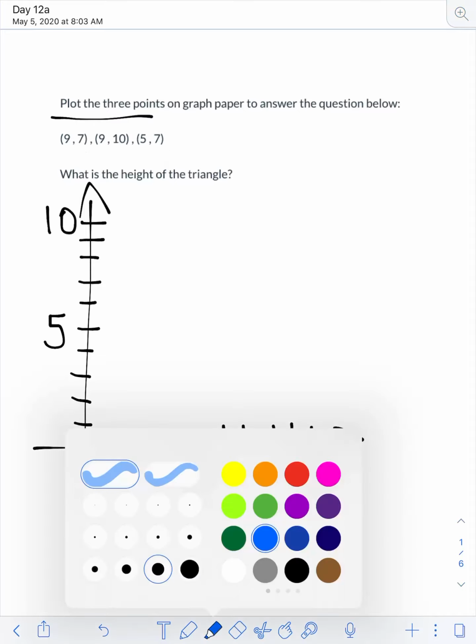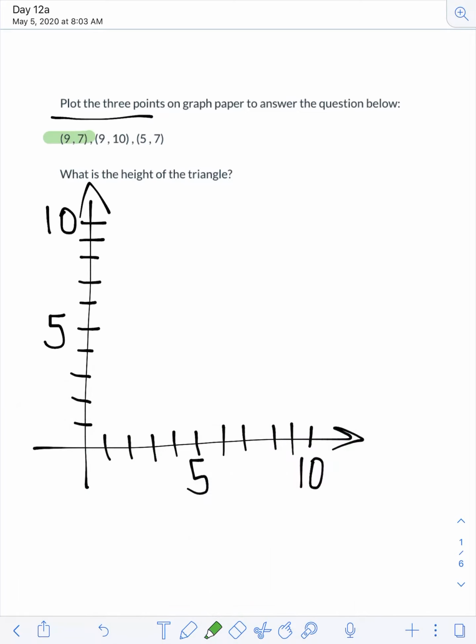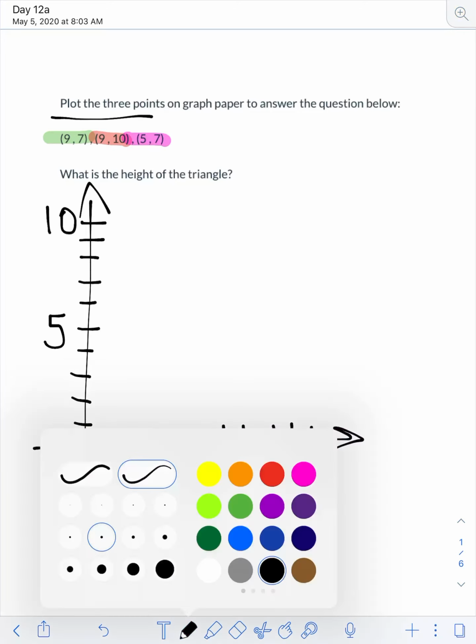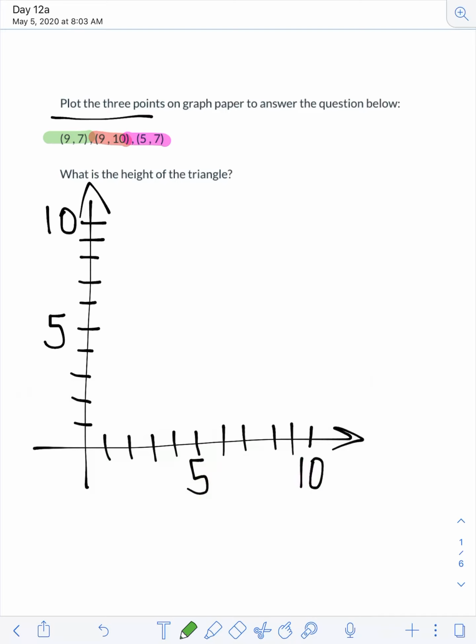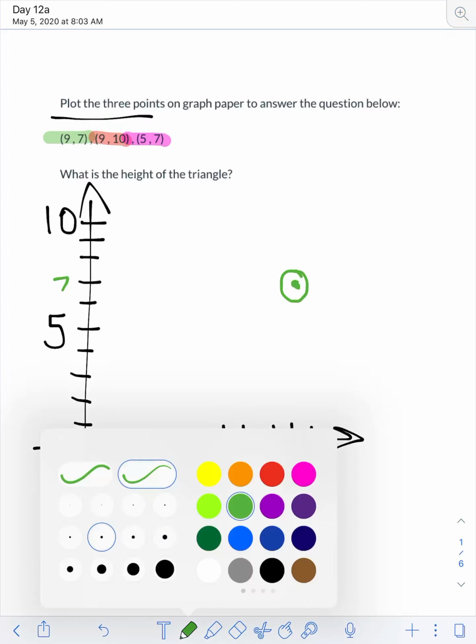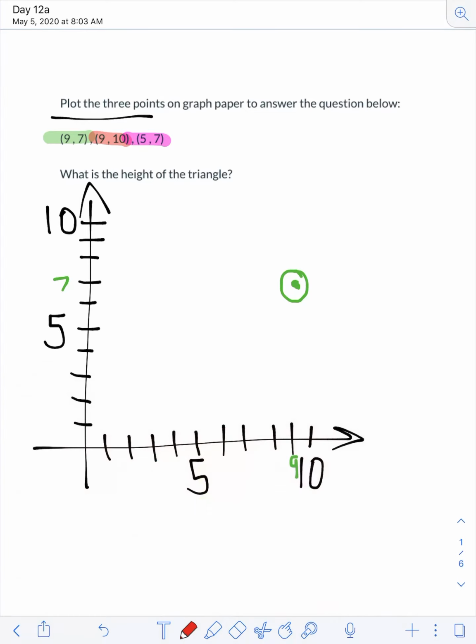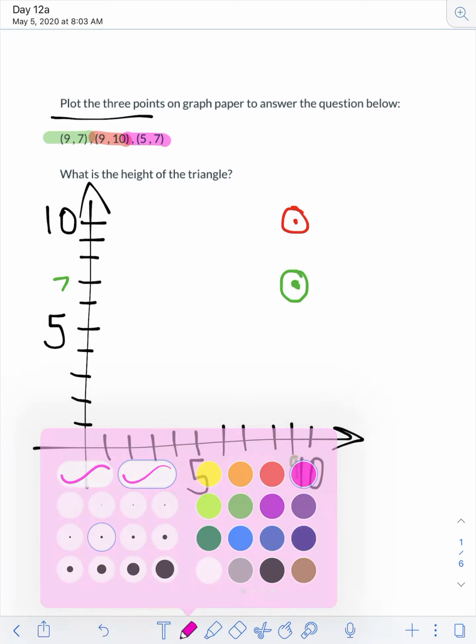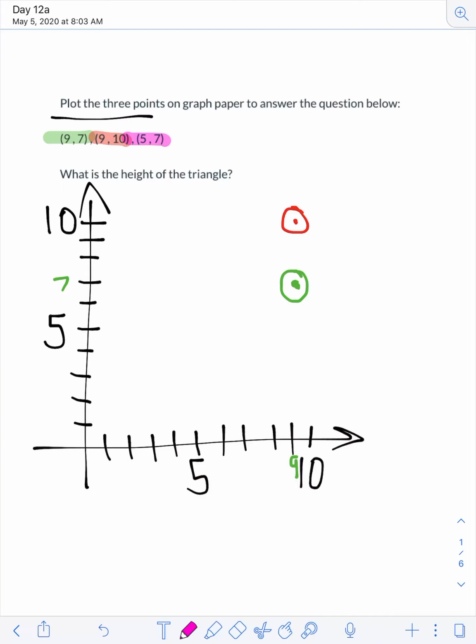Now we got to plot our points. 9, 7 is green. 9, 10 is red. 5, 7 is pink. Let's do 9, 7 first. Over 9, up 7. And I always put a circle on my point so you don't think it's just a random dot. Next, over 9, up 10. That's red. And then finally, over 5, up 7.